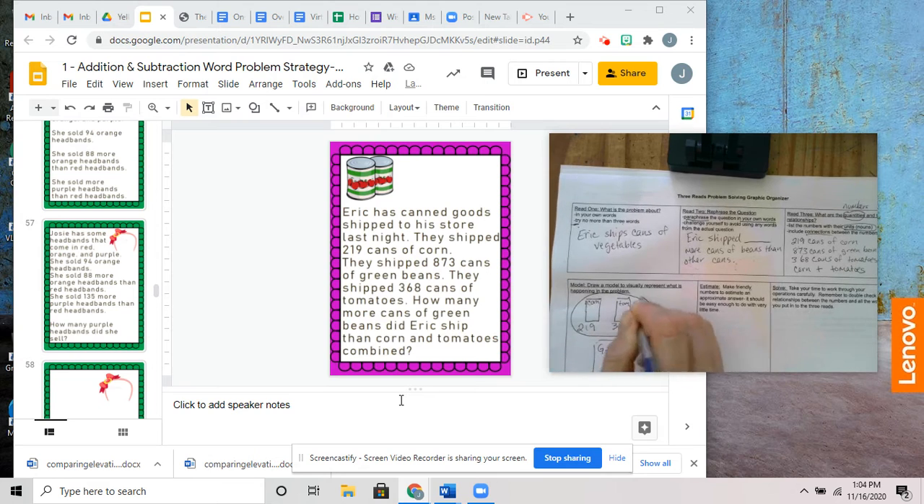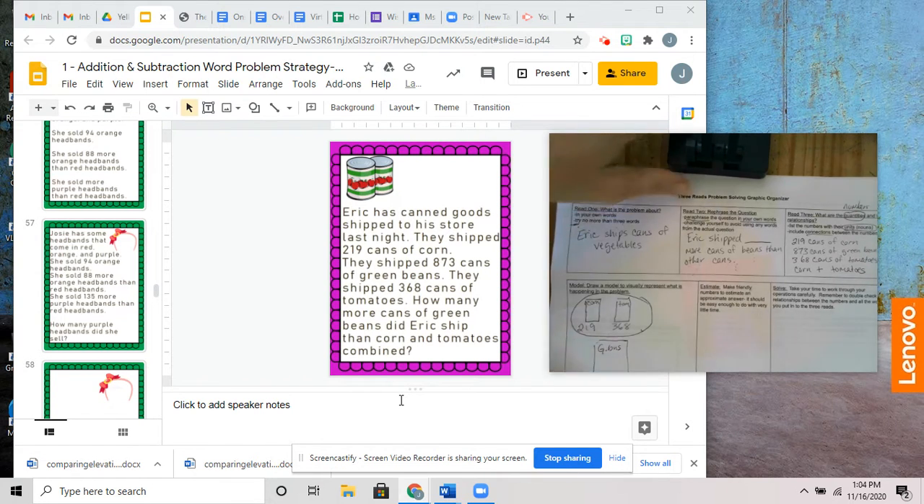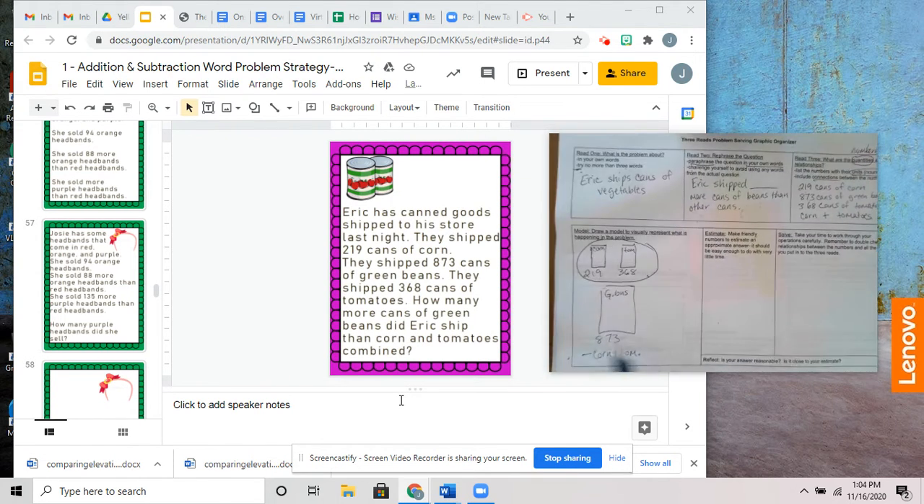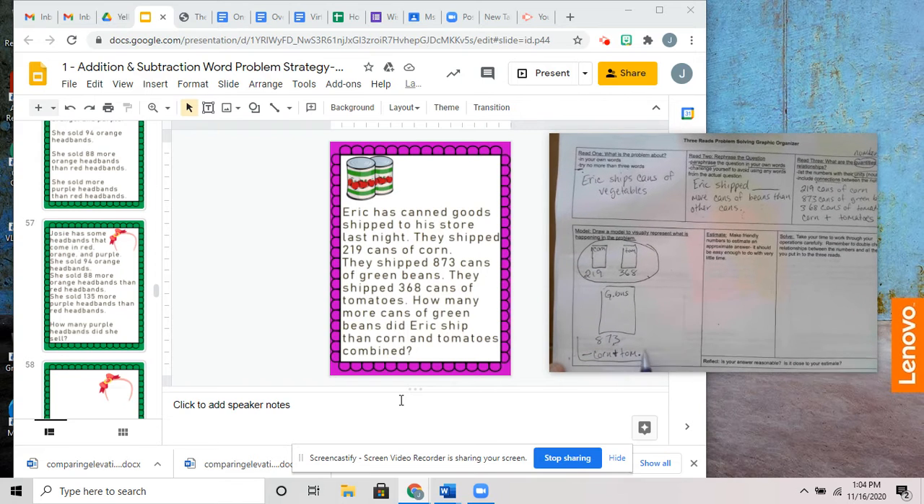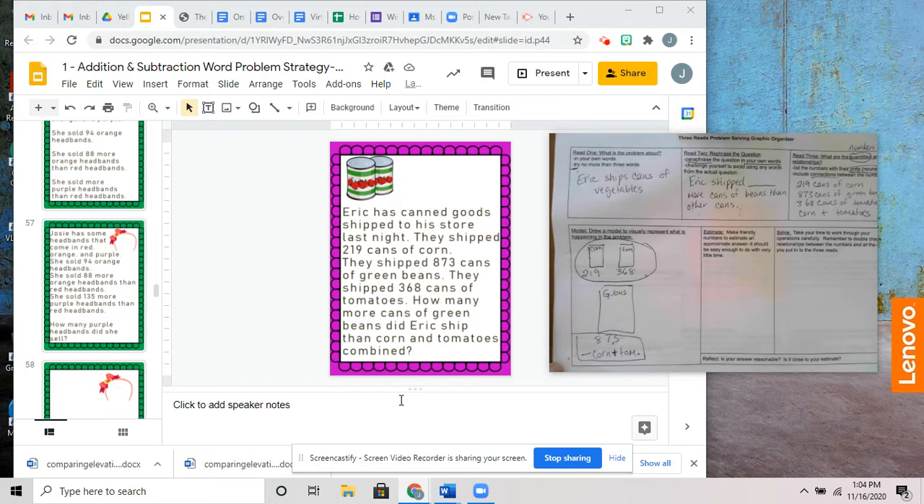So in my model, I'm going to circle these because they are going to be combined. And then I'm realizing that I'm going to be subtracting my corn and tomatoes. So I'm not actually doing math here. Remember, this is something that we've already practiced before. I'm just making sense out of the problem. So I'm going to do 873 minus my corn and tomatoes.